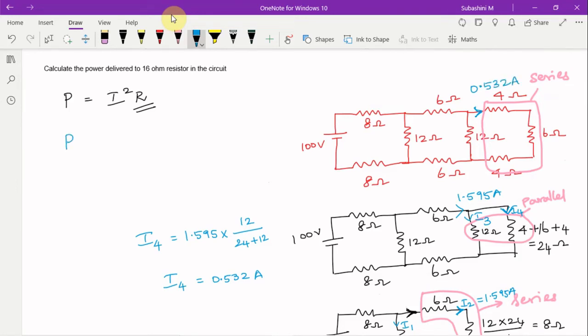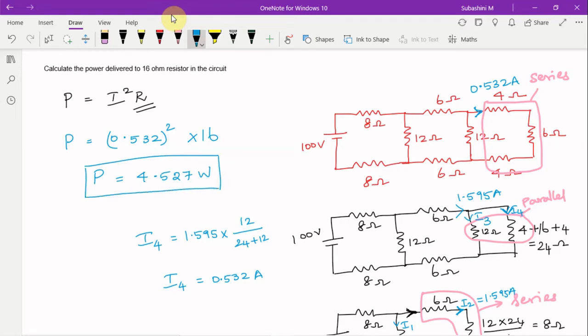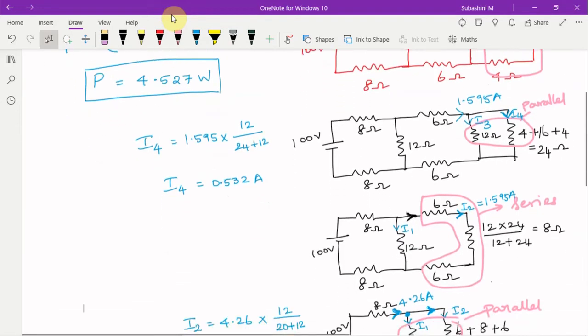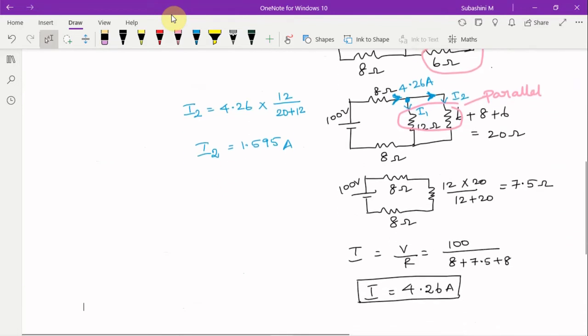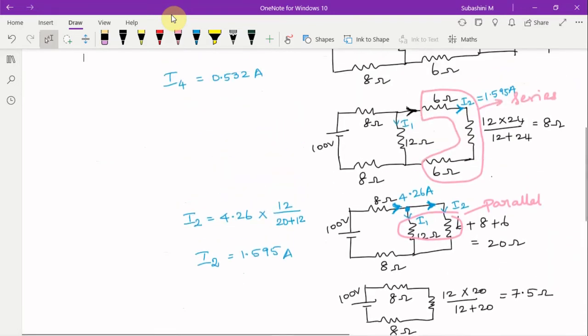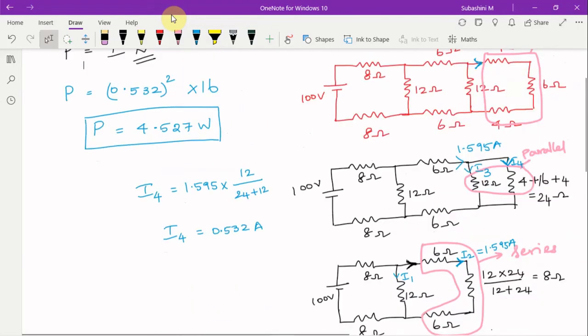So now P is equal to 0.532 squared into the resistance value 16. So the power consumed by the resistor is 4.527 watts. So when you solve the circuit by circuit reduction using series-parallel combination and applying the current divider rule and voltage divider rule, this much complication is involved in solving this circuit.